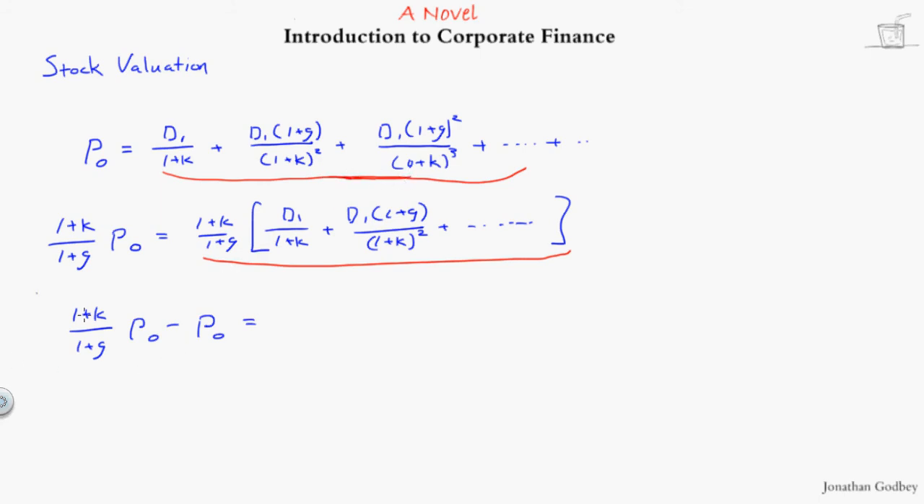So when I rearrange all this stuff, P0 is going to equal D1 over K minus G. That's the important thing. This is a constant growth model. P0 equals D1 over K minus G. Notice what we assumed, that the dividend to be paid was to be paid next year. In general, I can say the price of the stock at any year is equal to the dividend next year over K minus G.